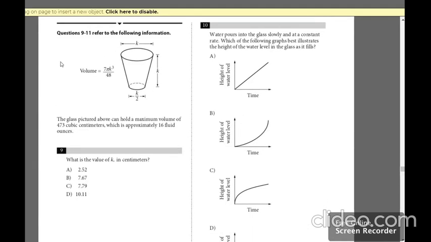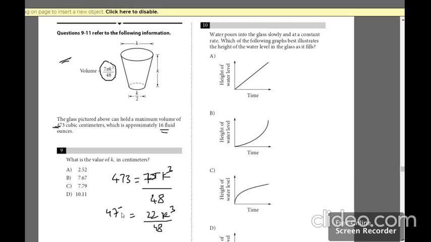Questions 9 to 11 follow. The reference information is given to us: volume is given, and we have a glass which can hold a maximum volume of 473.16 fluid ounces, approximately. So what is the value of K in centimeters? Volume information is there. Write down 473, which is 7πK³/48. We know π is 22/7. So the 7 crosses out, and you're going to get 22K³ over 48 equals 473.